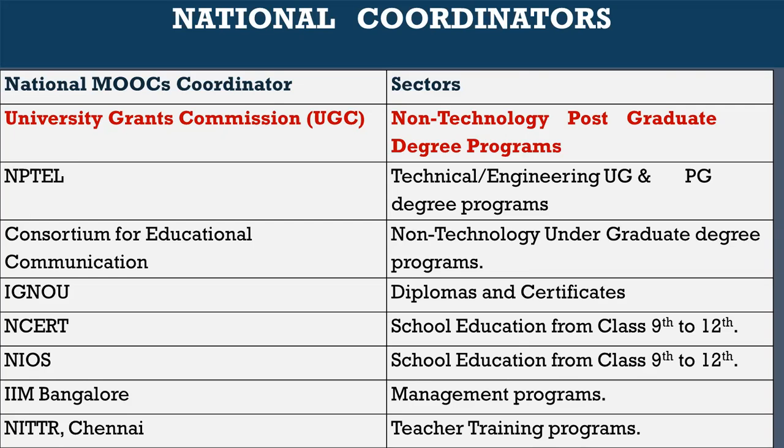Then IGNOU is providing many diploma and certificate courses. NCERT is the national coordinator for school education. The National Institute of Open Schooling offers school education from 9th to 12th. IIM Bangalore mainly focuses on management programs. Any faculty developing management courses needs to submit to the national coordinator. IIMB is the national coordinator, coordinating the management courses.